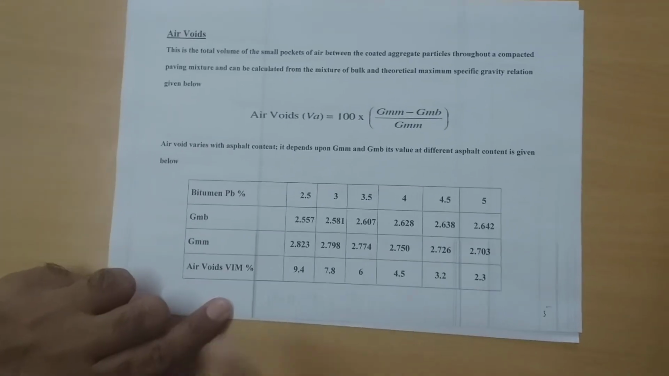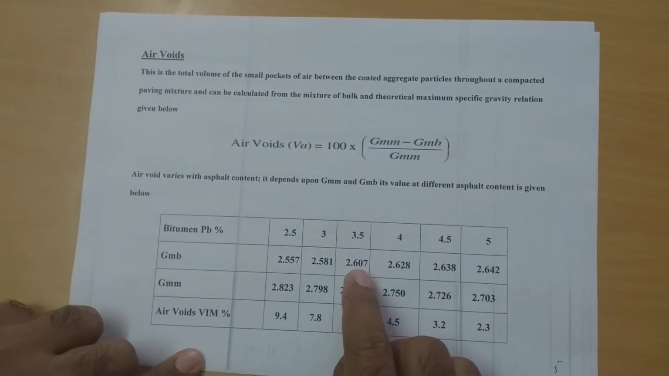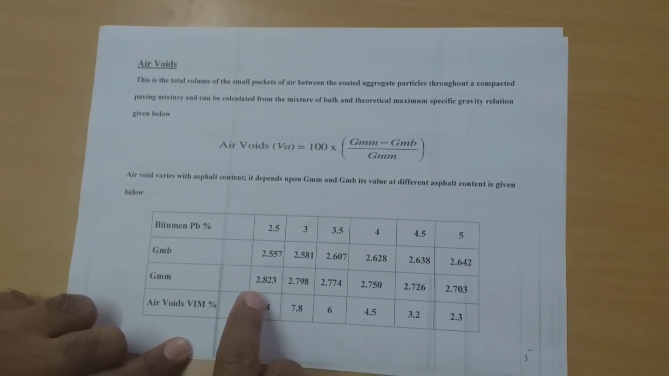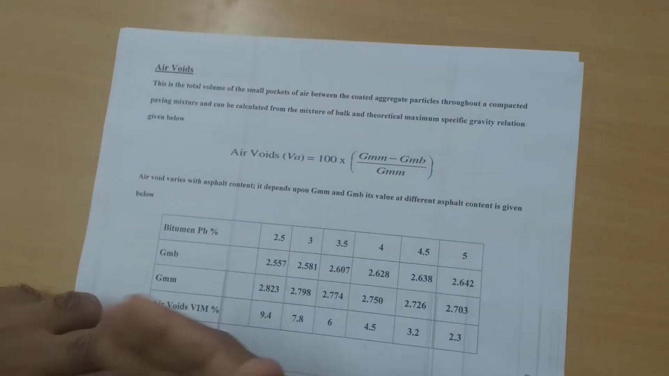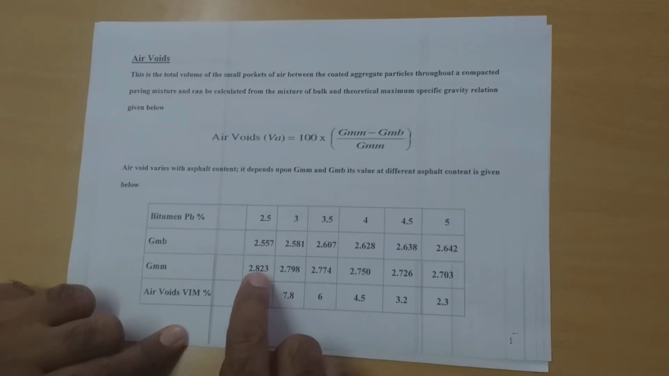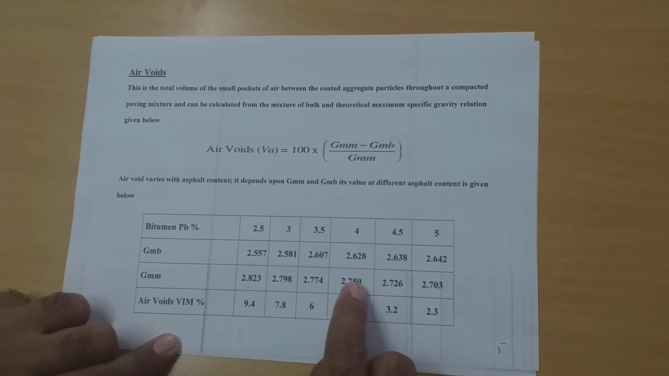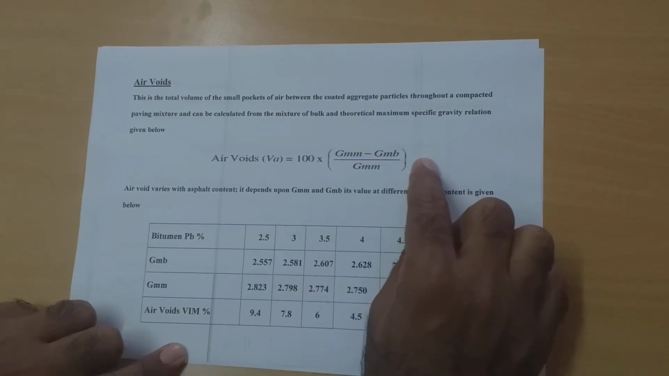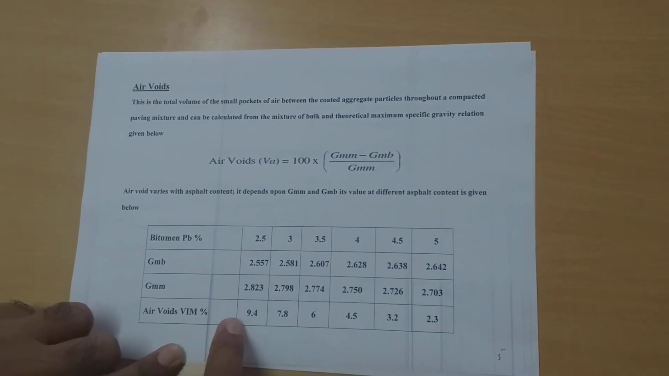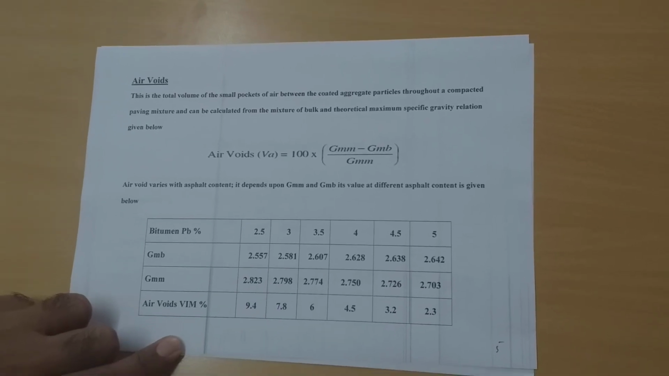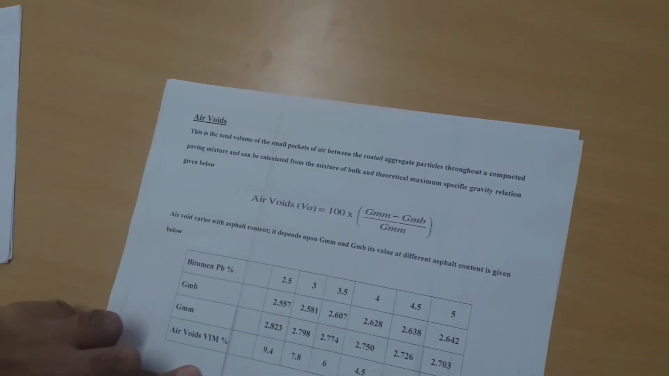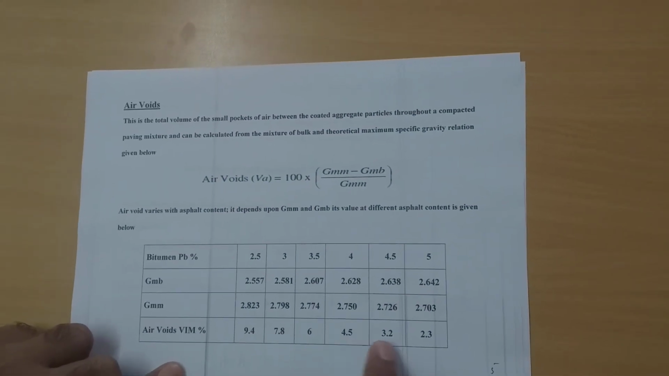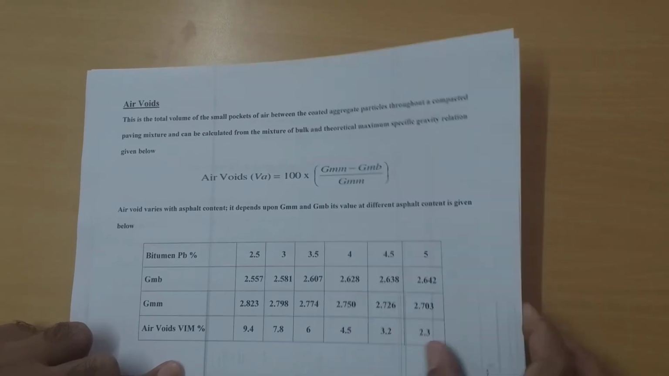You see, GMB for 2.5%, 3%, 3.5%, 4%, 4.5% and 5%. This GMM which we have calculated in my just previous slide, for each percentage of bitumen is given over here. Now these two values are put in this expression, then we are going to calculate the amount of air voids. For the first one, as I have calculated over here, 9.4%, 7.8%, 6%, 4.5%, 3.2% and 2.3%. Okay.